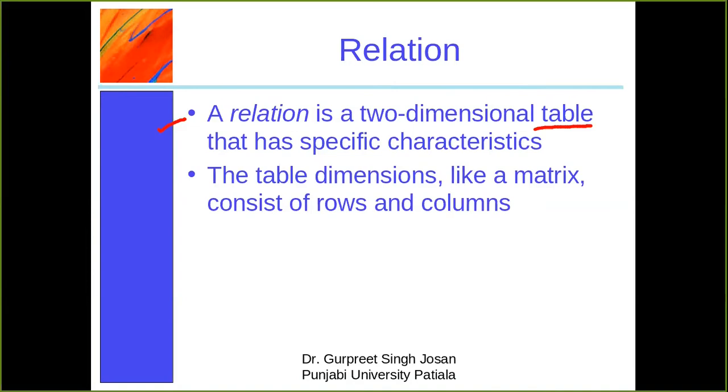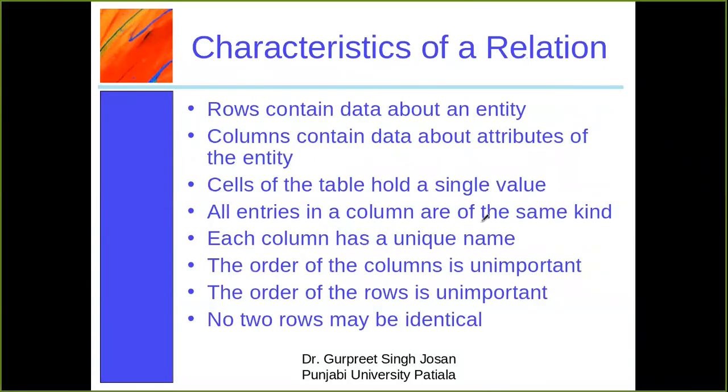So the most obvious way is the table. A relation is basically a two-dimensional table that has some specific characteristics. The table, like a matrix, consists of rows and columns. So these are the characteristics of a relation. Rows contain data about the entity. Columns contain the data about the attributes of the entity. So rows contain data about the entity and columns contain the attributes.